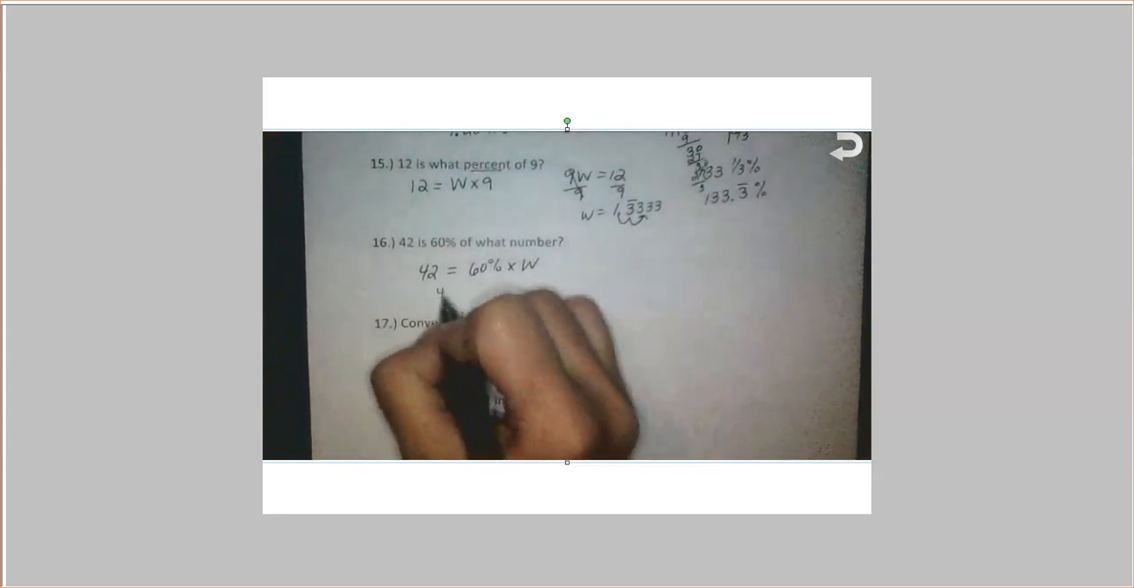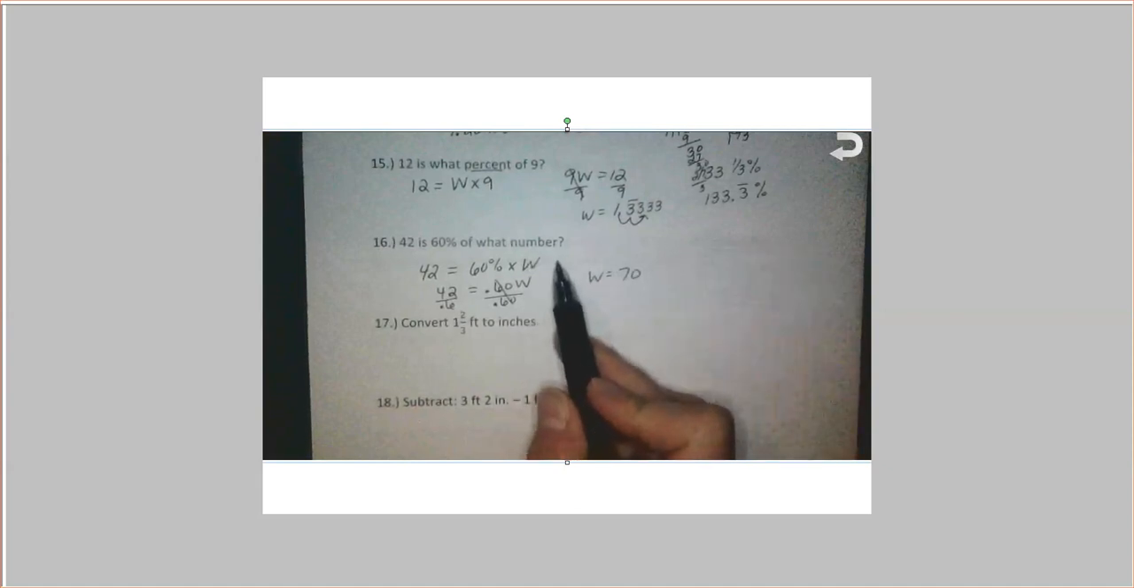42 is 60% of what number? So I'm going to turn that into a decimal or a fraction. 42 is 0.60W. So I'm going to divide by 0.60 or 0.6. And that would equal 70. Notice this one just asks what number. If it asks what fraction, what decimal, what percent, make sure you give your answer in an appropriate format.